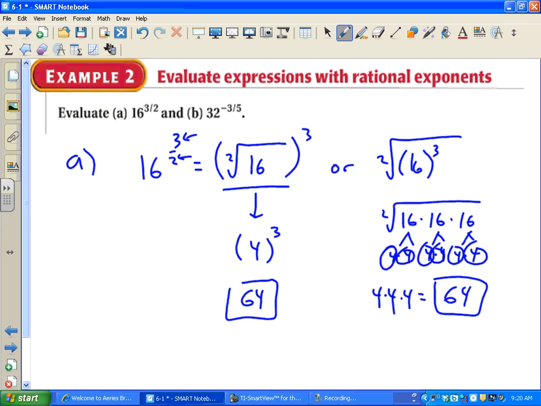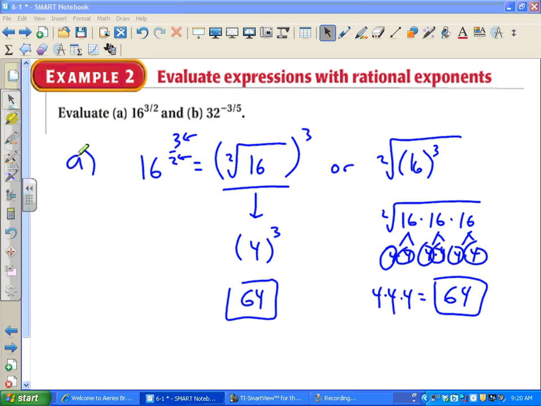Both of those work either way. I like that middle one or the left one there, kind of easier. Both work. Realize that that will get you the same answer. All right, letter B. I'm just going to do that on the next page here.